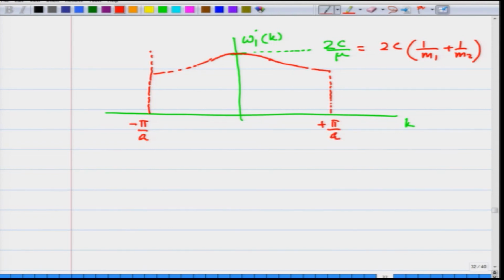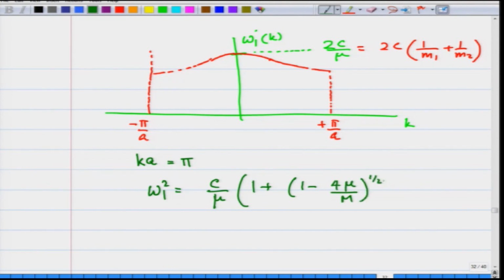You can also figure out what the value is near the Brillouin zone, because at Ka equals pi, I am going to have omega 1 square is equal to c over mu times 1 plus (1 minus 4 mu over m) raised to 1/2. So, this is going to be slightly less than 2 c over mu. So, it goes down. So, this is how this omega 1 square looks like.